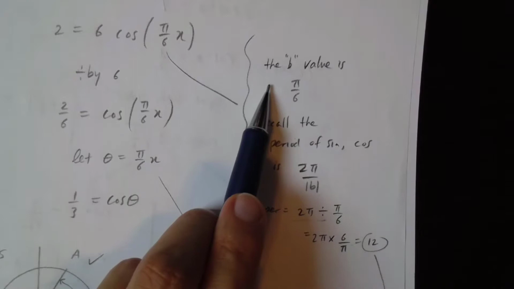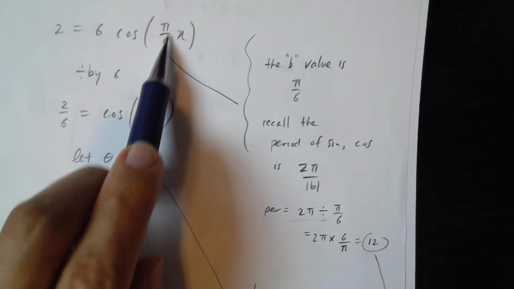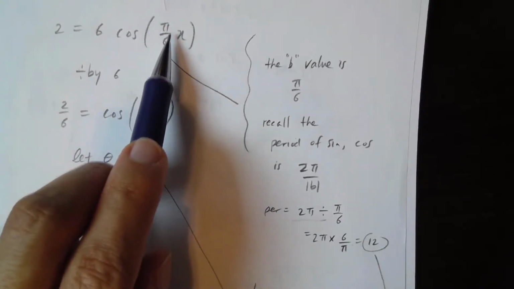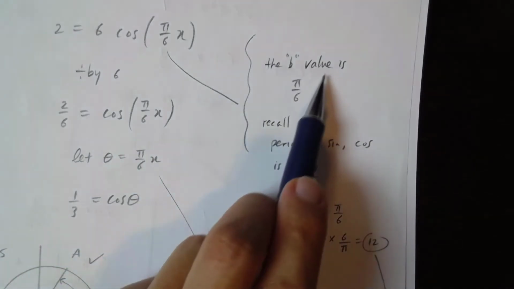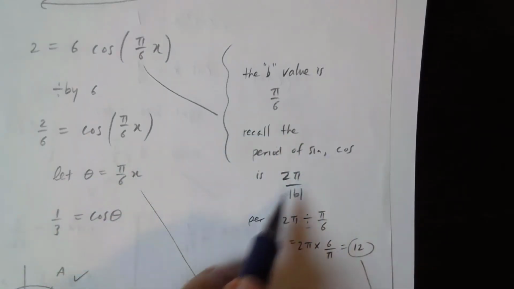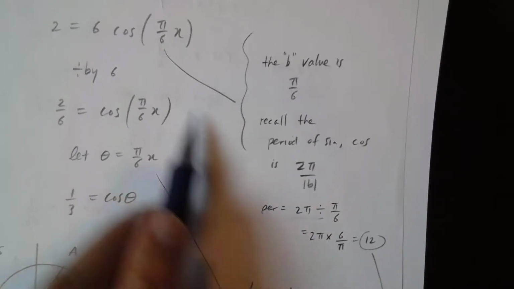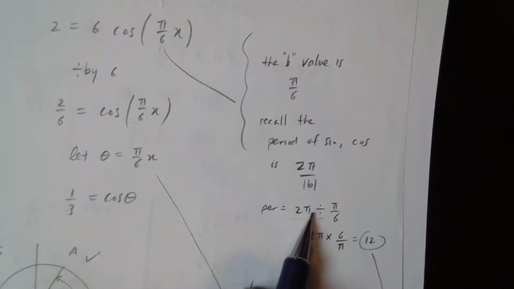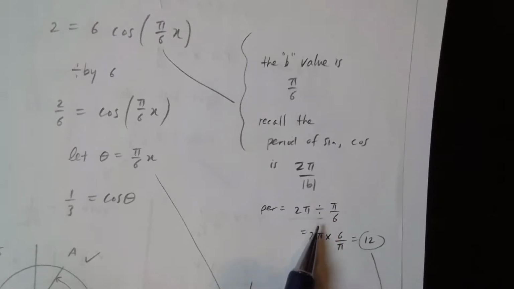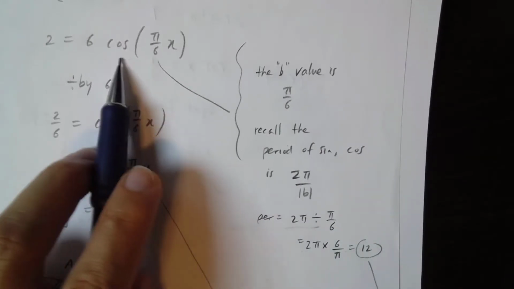Okay, so we're talking about this cosine trig function. Something to keep in mind is that this is the b value. This is function transformations. The b value is π/6. Recall that the period of sine and cosine is 2π over the absolute value of b. So the period of this cosine function is 2π divided by π/6. When we multiply by the reciprocal, the π's cancel out, and we have 2 times 6, which is 12. So just keep in mind that this is not exactly the normal cosine graph. This is actually a bit stretched wider.